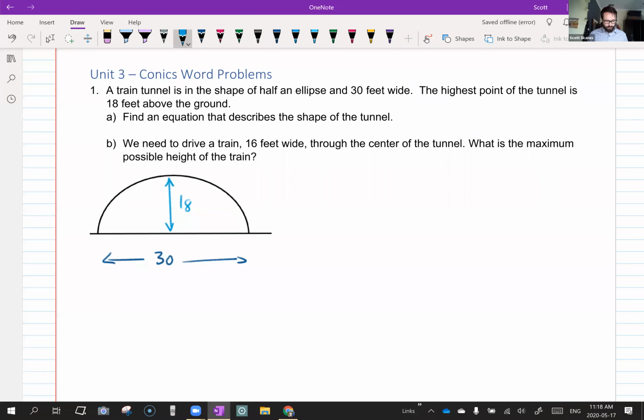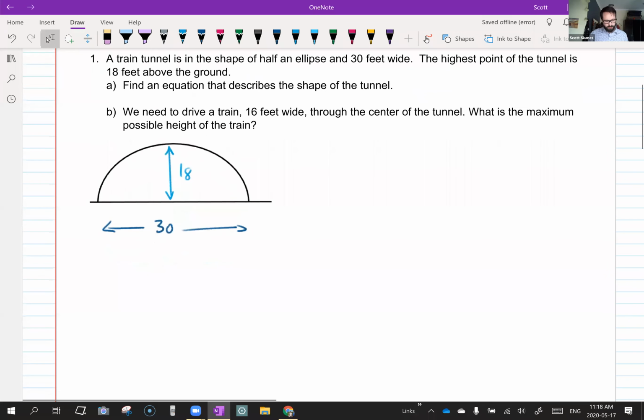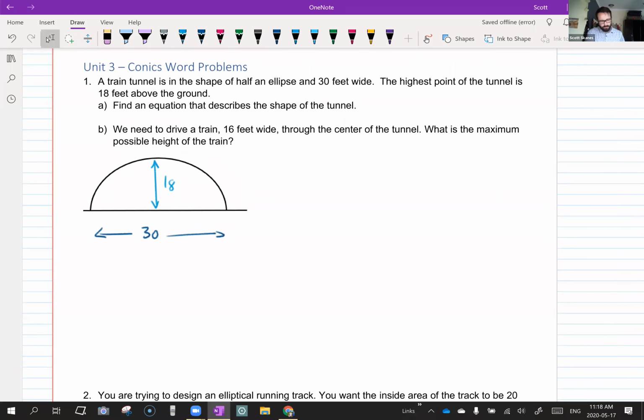Second part, we need to do something else. Well, let's get the equation first. So what do I know about this ellipse? Now, by the way, let's just write out the ellipse equation. If it's stretched horizontally, it's going to be this information. That's for an ellipse that looks like this. And this is half an ellipse, so it's good enough.